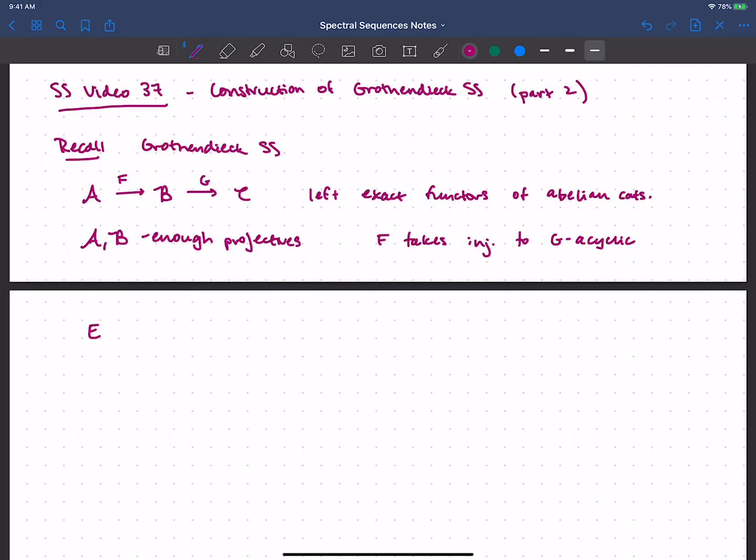And then what is our spectral sequence? Well, it's a first quadrant spectral sequence whose E2 page is the right derived functors of G applied to the right derived functors of F applied to some object A. And this converges to the right derived functors of the composition, and then we apply it to A.